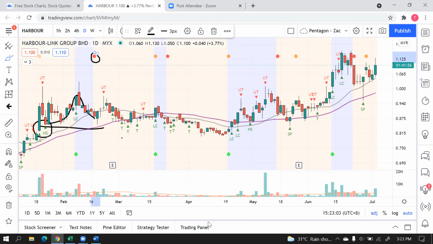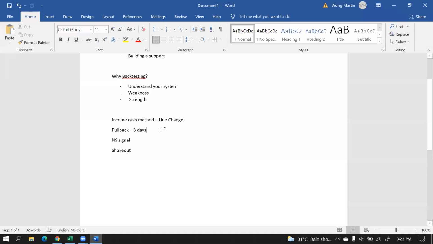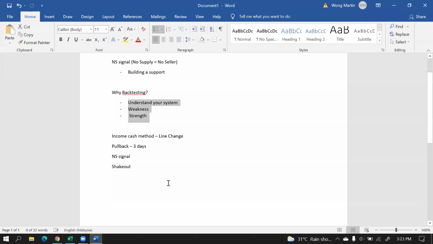Mr. Tan asked, what's the purpose of backtesting? The purpose of backtesting is to understand the system well. Most important, understand your weakness, I mean the system's weakness, and of course the strength. So whenever this thing happens, you know when you want to avoid it, and when this thing happens, you know when to use it.